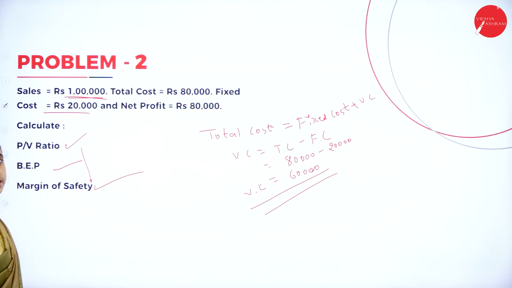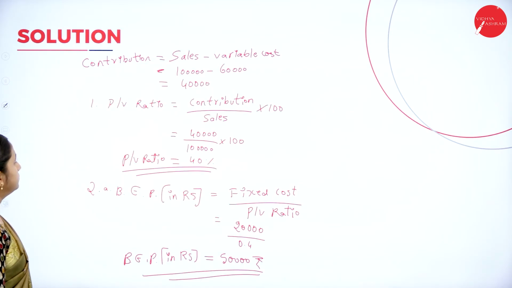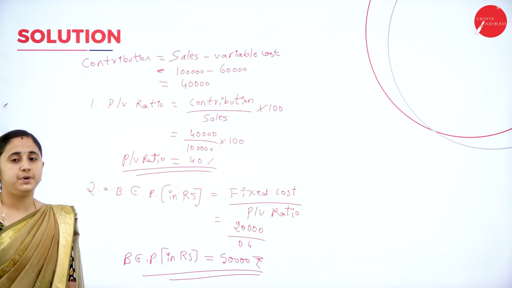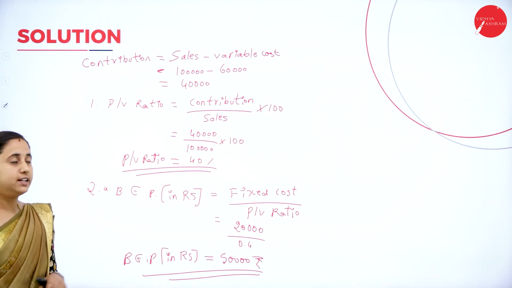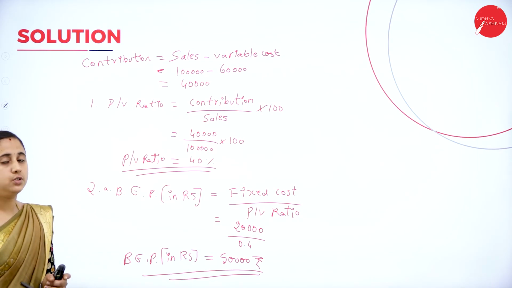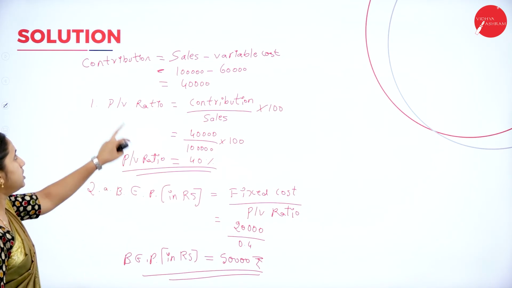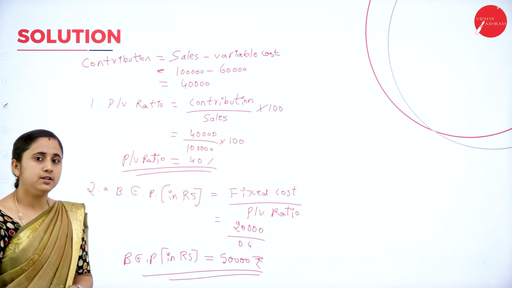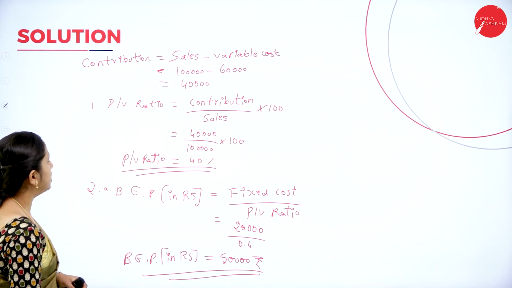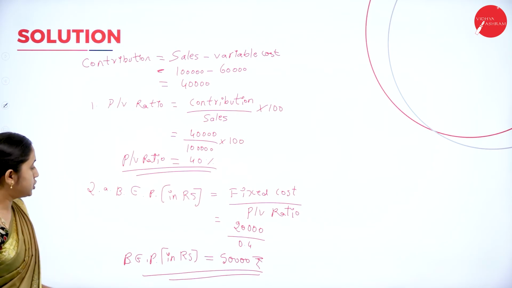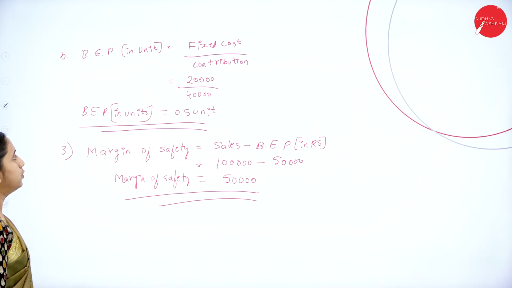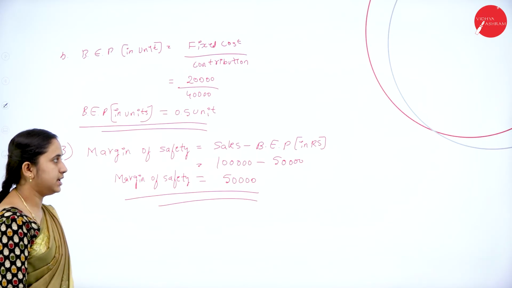So this is all about the second problem. This is the solution. First, we need to calculate contribution and PV ratio. For further calculation, contribution and PV ratio are required. If they are not given, you need to calculate them. Here they ask you to calculate PV ratio. So we calculate PV ratio, then BEP in rupees, BEP in units, then margin of safety.